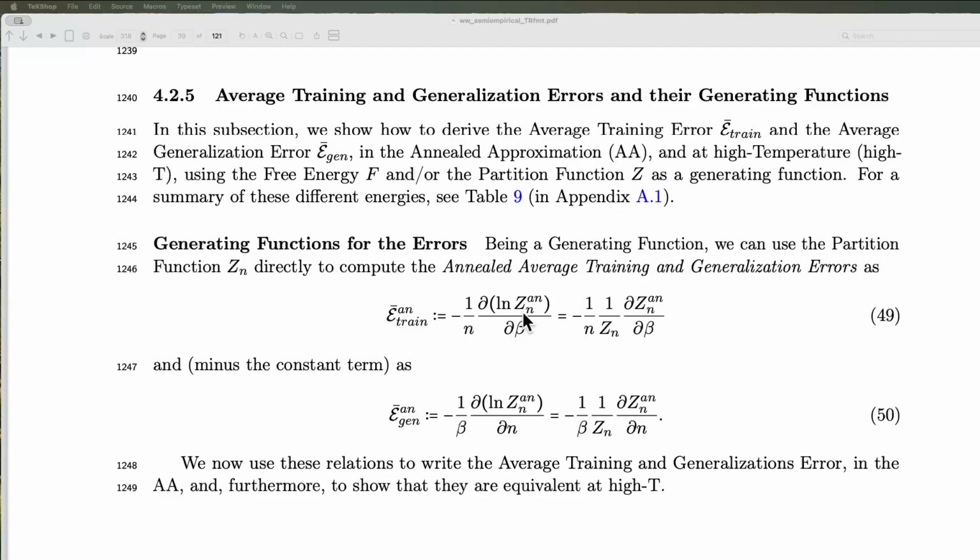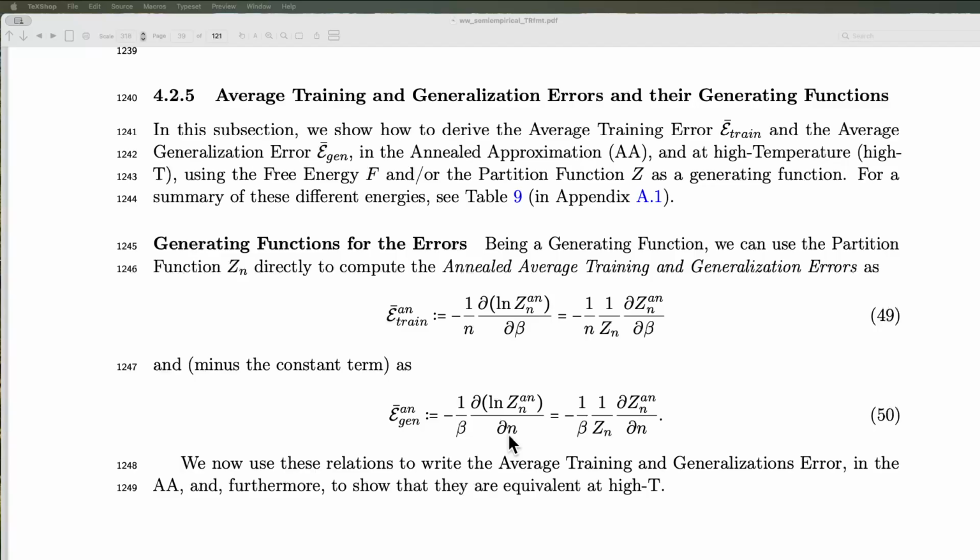But it's a really important idea to realize that in general, in statistical mechanics, the training error is related to how the free energy changes with respect to the amount of noise in the system during training. And the generalization error, or the test error, is how the free energy changes with respect to adding or removing a piece of training data.